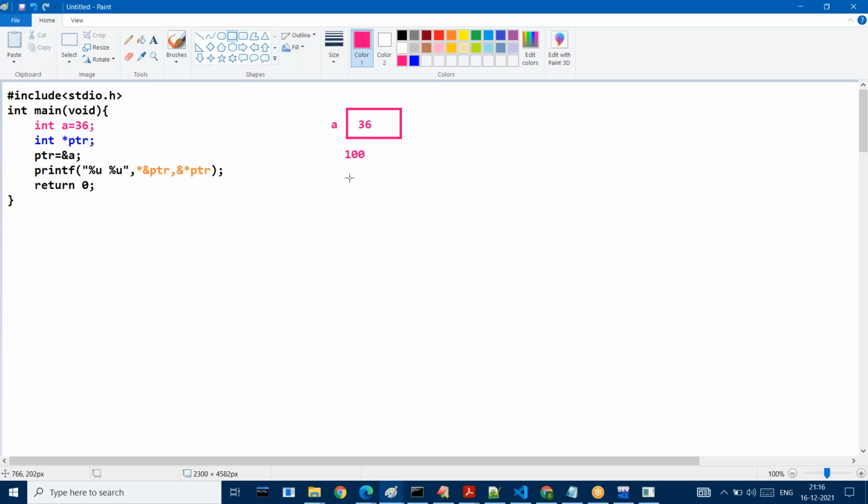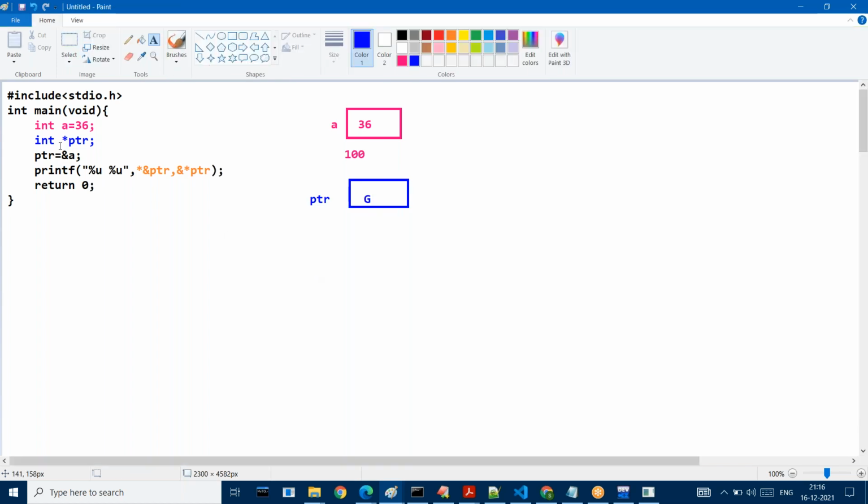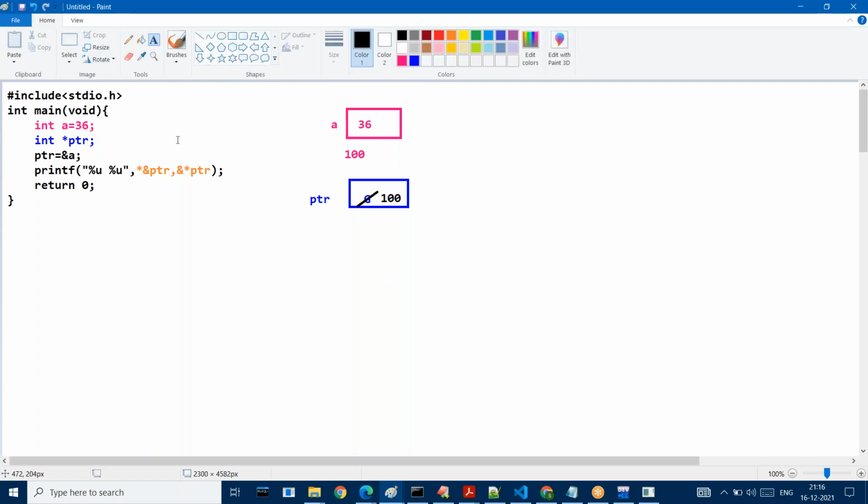Next is ptr. ptr is the pointer variable which can hold the address of an integer, that's why int star ptr. At this line, what is the value? Garbage, currently garbage. Next, when ptr is equal to ampersand a will work, now the garbage will be overwritten by the address of A. What is the address of A? 100.